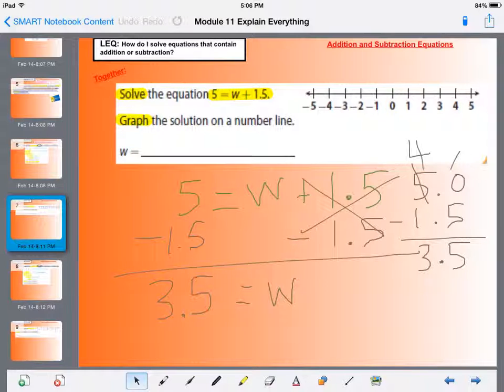When we graph that, we're going to go over to the positive side of the number line, and we're going to go right in between 3 and 4. And there is my W, which is equal to 3 and 5/10.